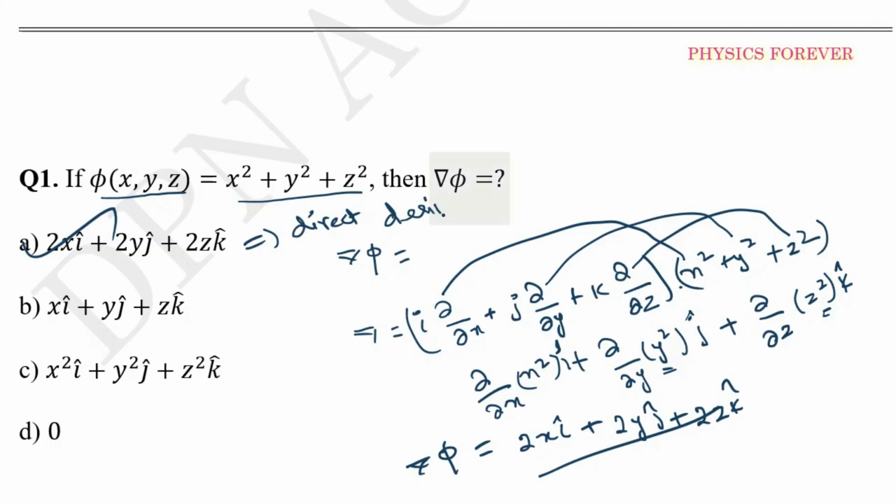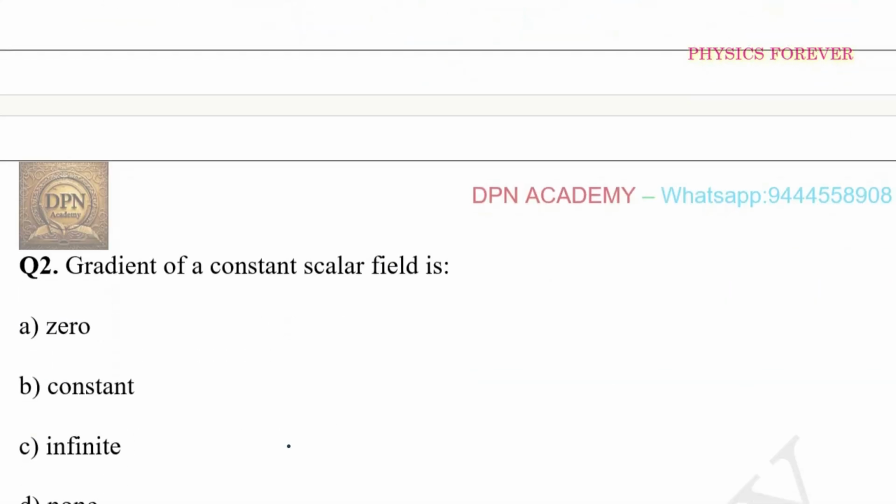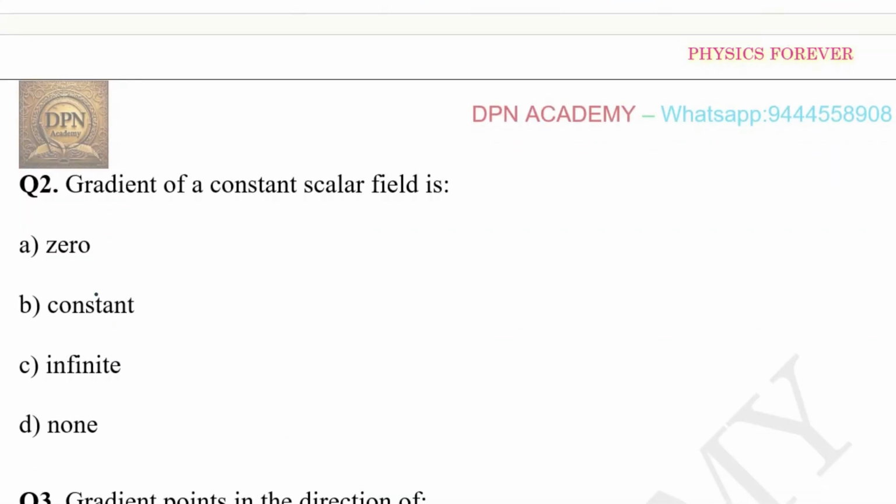So it is a direct derivative. So கண்டிப்பா இது மாதிரி ஒரு question வரும். Okay. So நிறைய practice பண்ணோம். Next, gradient of a constant scalar field is, which one is correct among the options? A is correct. That should be 0. The slope will be 0. Gradient of a constant scalar field is 0. Okay.